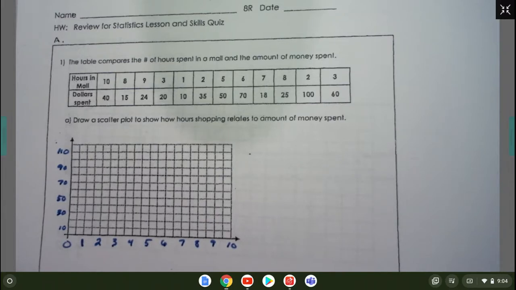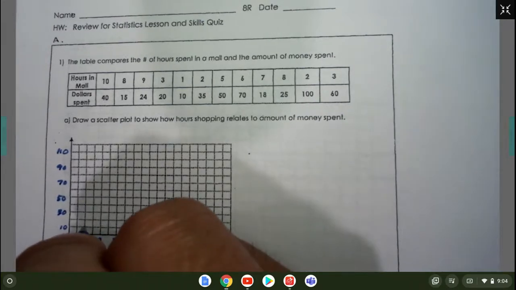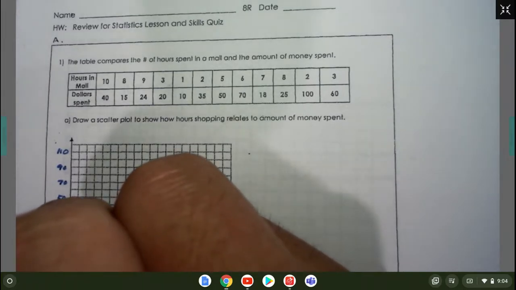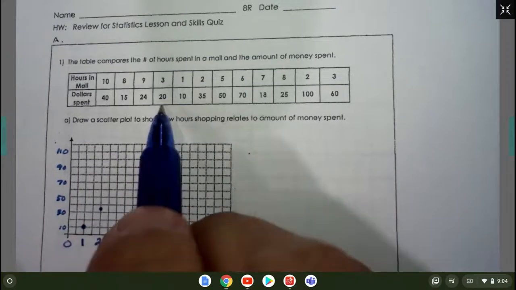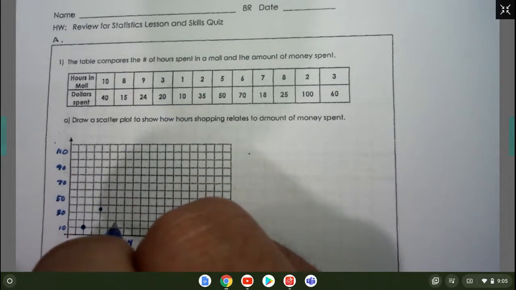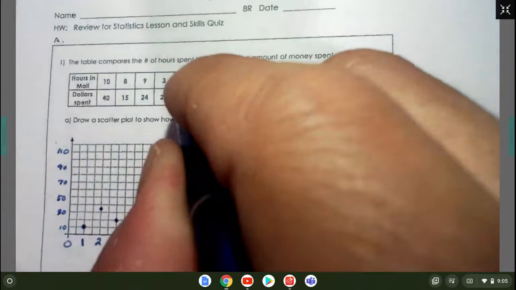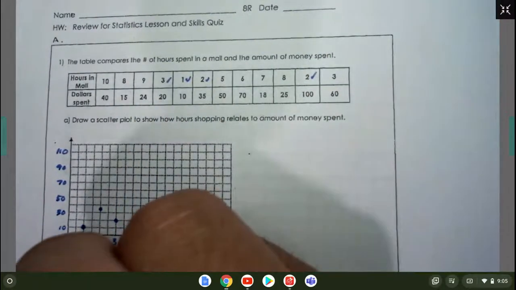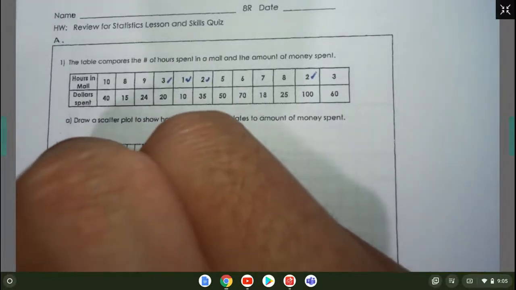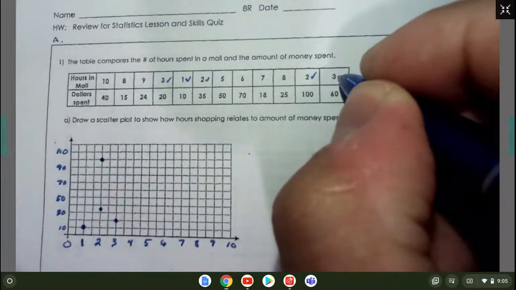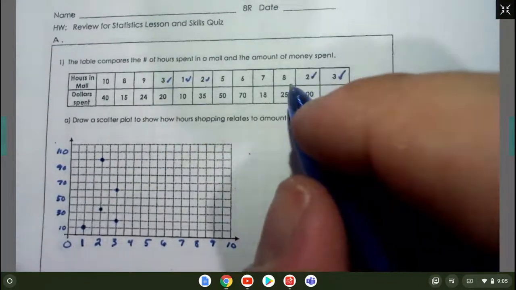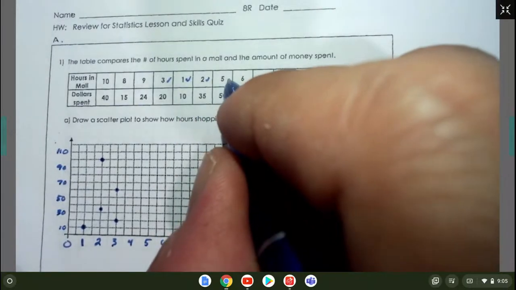All right, and let's plot those points. So 1 hour is $10. 2 hours is 35. 3 hours is 20. So I've done 1, 2, 3. Oh, there's another 2. 2 hours and $100. Person just got in and spent it all. 3 hours and 60. There. 5 hours and 50.